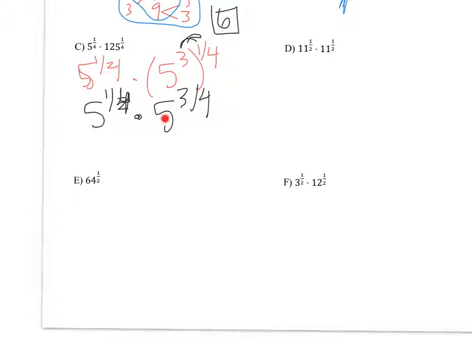So now since these have the same base, I can have the same base of 5, and right here I'm going to add my exponents. 1/4 plus 3/4 would give me 1. That's my answer. So I want you to try to do D, E, and F by yourself.